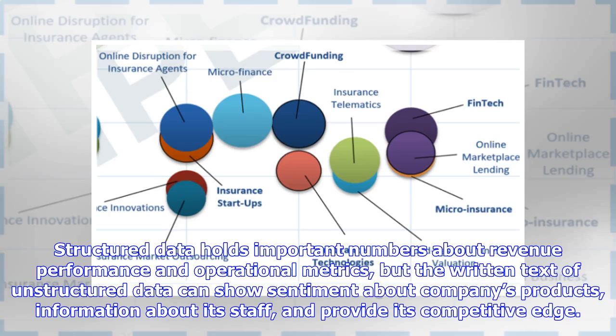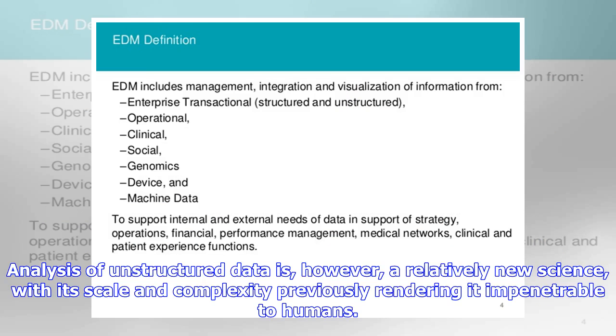Structured data holds important numbers about revenue, performance, and operational metrics, but the written text of unstructured data can show sentiment about companies' products, information about its staff, and provide its competitive edge. Analysis of unstructured data is, however, a relatively new science, with its scale and complexity previously rendering it impenetrable to humans.